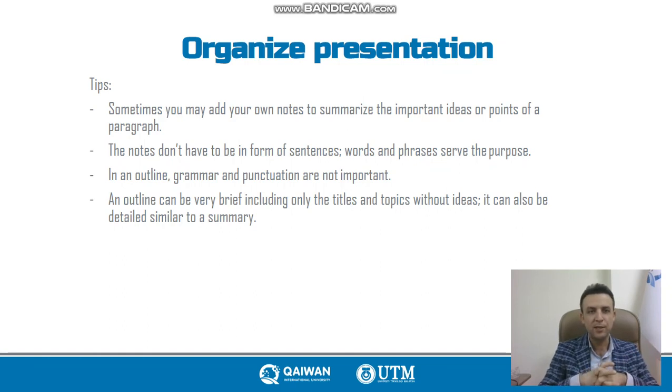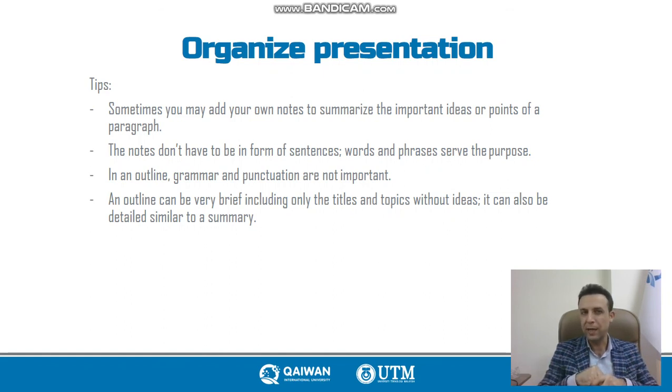So the first tip is that you may want to add some notes. Sometimes you can choose the notes from the text itself. You take these words out, you highlight them and write down exactly the same words. And sometimes you may find it easier and more helpful to write your own notes that can help you understand what the main idea of the paragraph is. And as I told you, the notes do not have to be necessarily in the form of sentences. They can be sentences or only words and phrases.